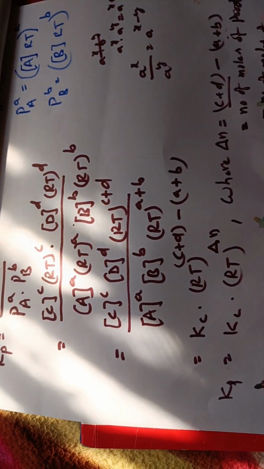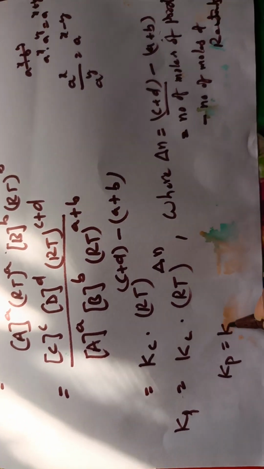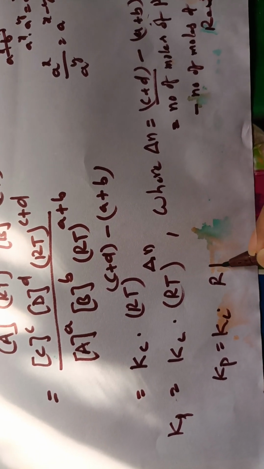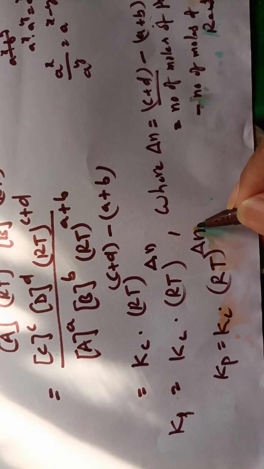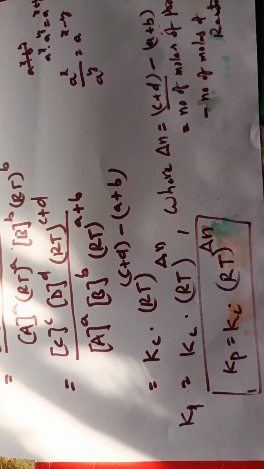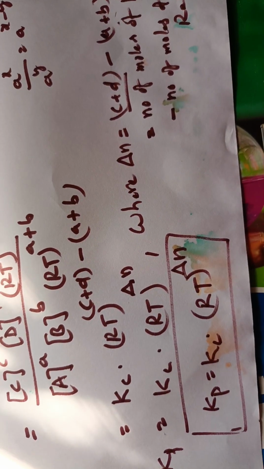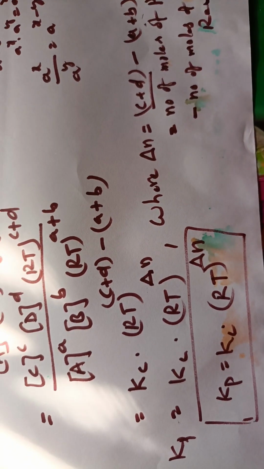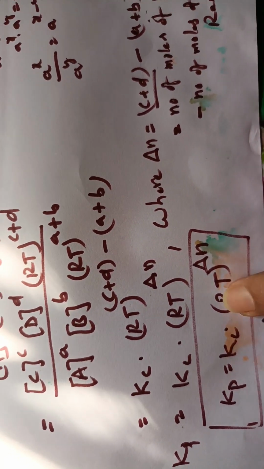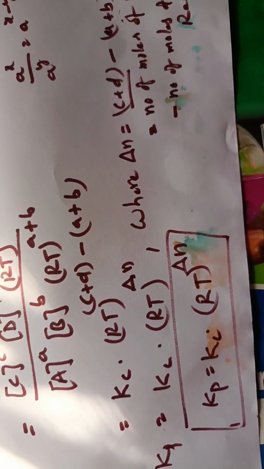So here Kp, these are the Kp values. Finally Kp equals Kc into RT power of delta N. This is the relation between Kp and Kc. This question has already been asked for 2 marks also. So for 2 marks we have to write simply this formula and what is Kp, what is Kc, what is R, what is T, what is delta N. But 4 marks is asked for the derivation part.